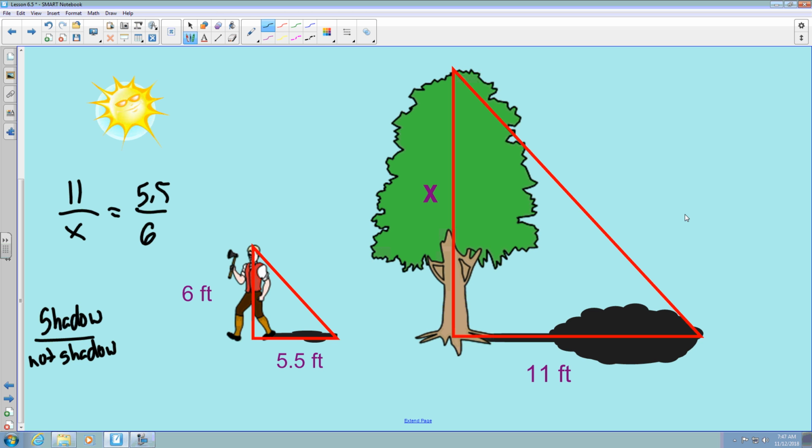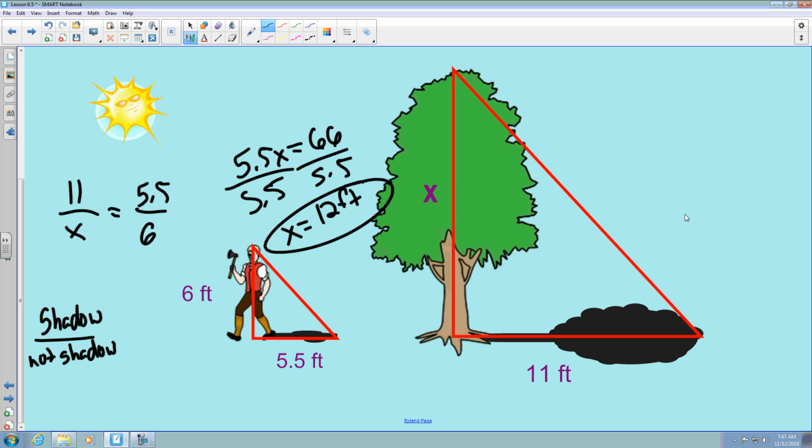Okay, do the cross products. I get 5.5 x is equal to 66. 66 divided by 5.5, which means x is going to equal 12, and it was feet. So the tree's 12 feet.